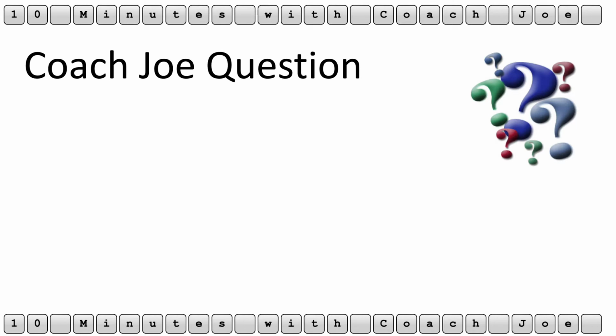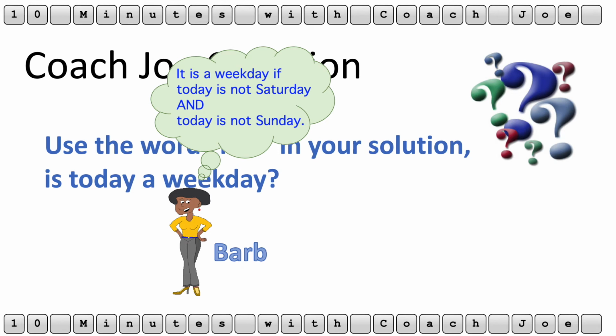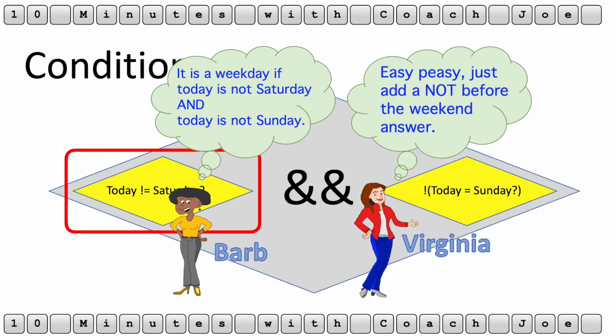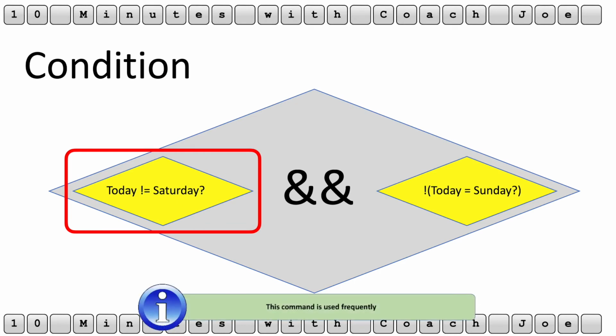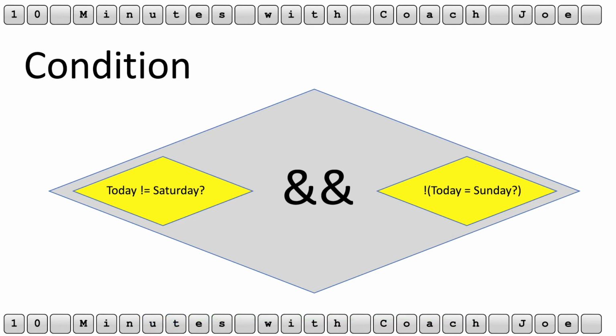Time for another Coach Joe challenge question. Given the 7 days of the week, use the word not in the answer. Is today a weekday? Both answers are correct. One possible solution used the not equal relational operator. You could also use the not around the condition, like is today equal to Sunday? Since today is not Saturday and today is not Sunday, it must be a weekday.